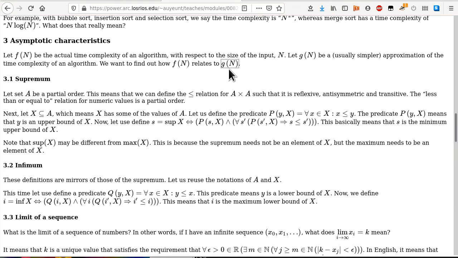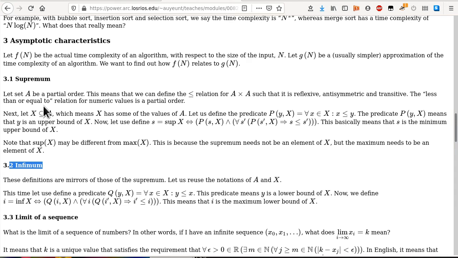That is the whole purpose of the notations of big O, big omega, and big theta. But before we can get to those concepts, the first thing we need to do is introduce two terms. One is called supremum, and the other is called infimum. They're basically mirror images of each other. When we understand one, the other is pretty much the same thing, except it's on the other side.